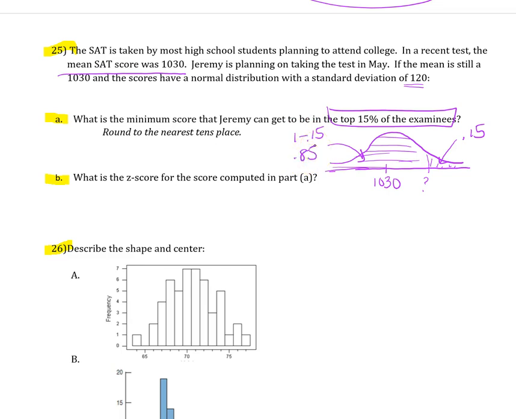Okay, so when we plug this in our calculator, it'll be inverse norm. The area we'll plug in is 0.85. If you do 0.15, you would end up way down here, so be careful. It's 0.85. Mean is 1030. Standard deviation is 120.